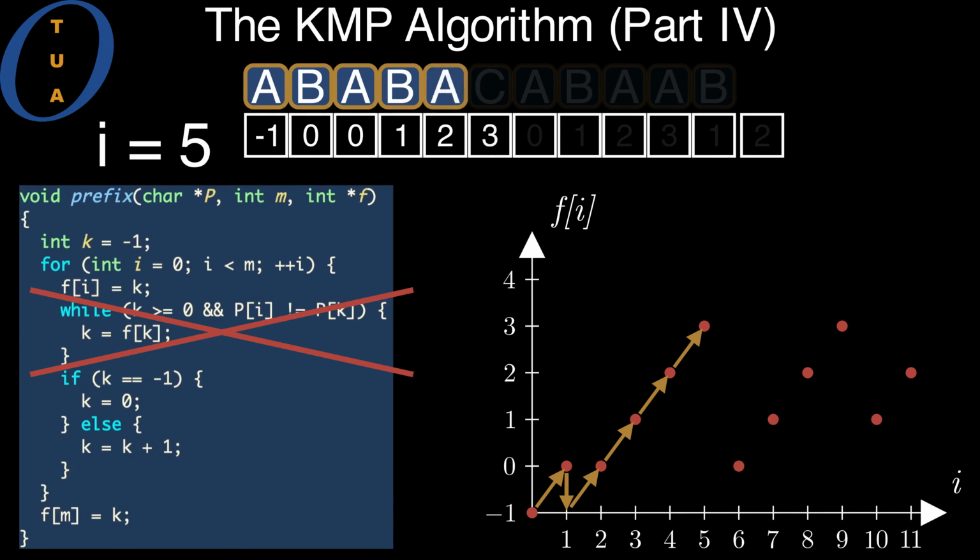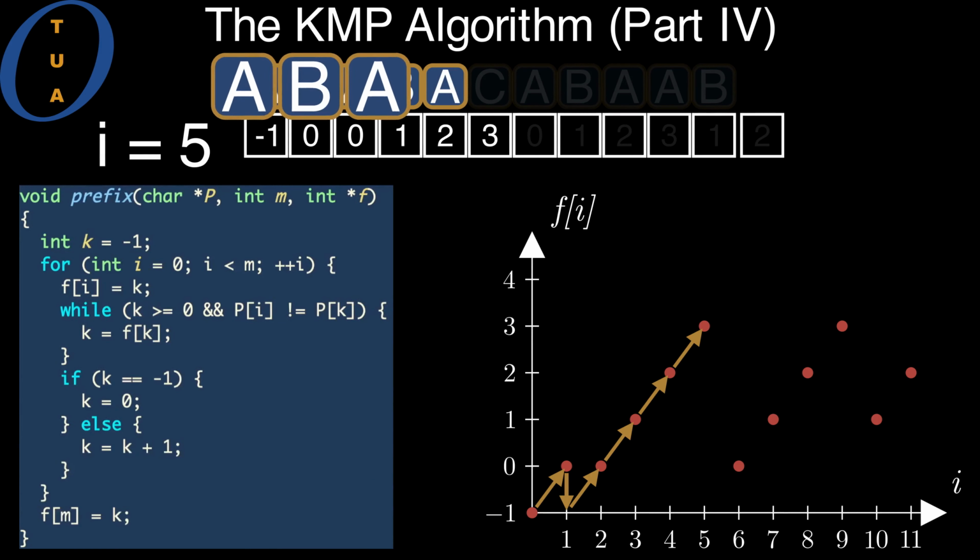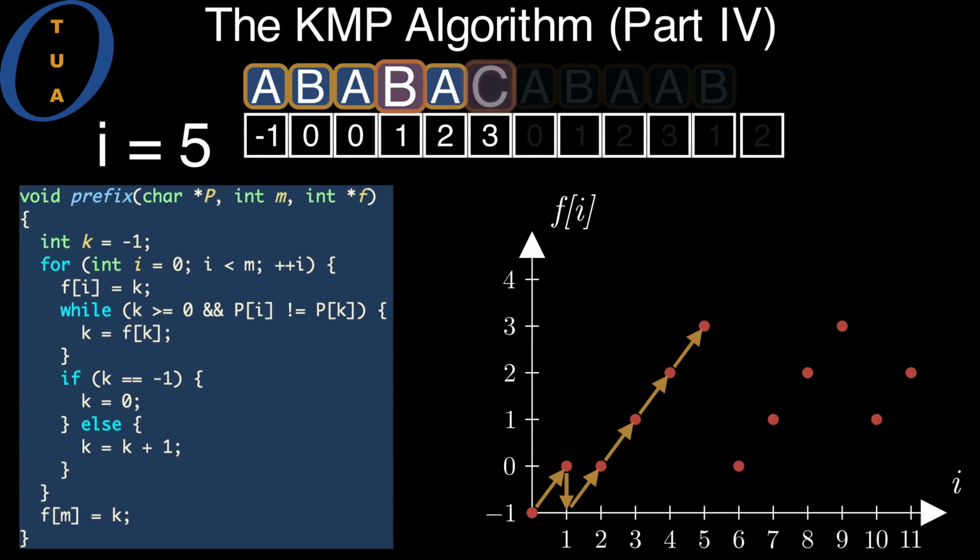Things get more interesting when we reach position i equals 5. At this point, the current border, which is ABA, cannot be extended. So we enter the while loop. In the while loop, we decrease k to go to the next longest border, which is A. We account for this decrease of k by 2 units using a longer down arrow.